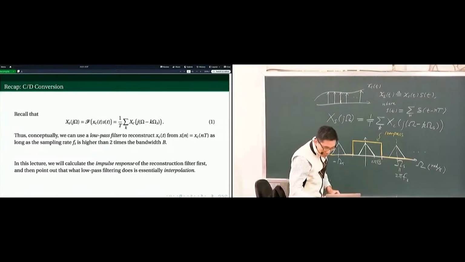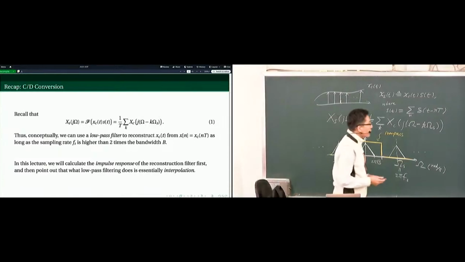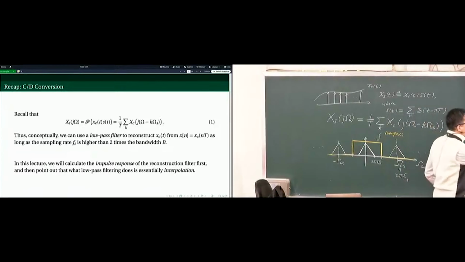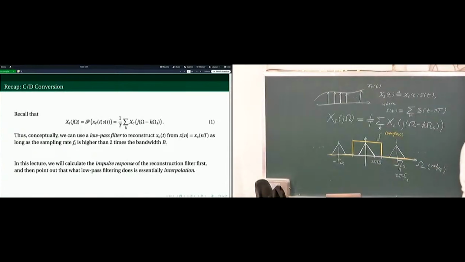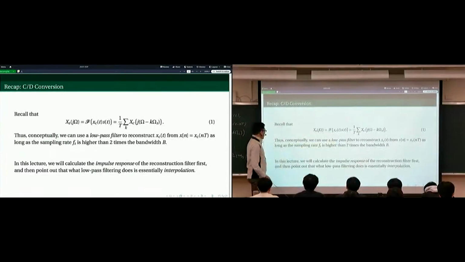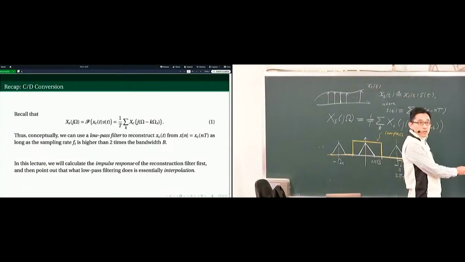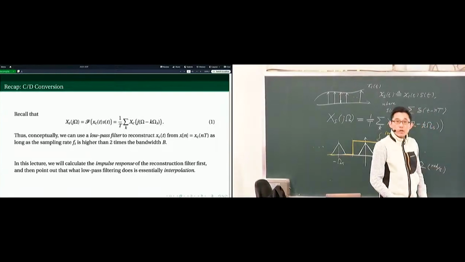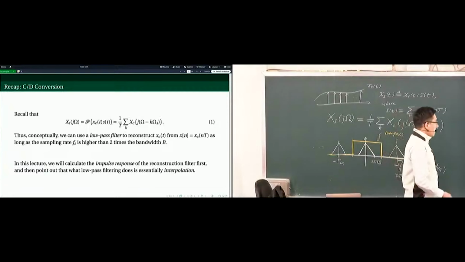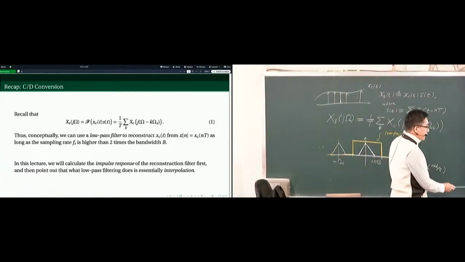So do I have the equation right here? Let's try to read the text. Conceptually, we use a low-pass filter for reconstruction from the samples back to the continuous time. We are guaranteed to have a perfect reconstruction only if the signal has a finite bandwidth to begin with, and we sample it at a rate that is at least two times higher.